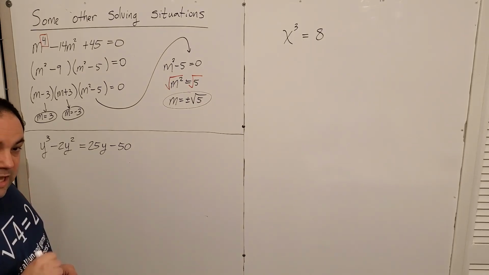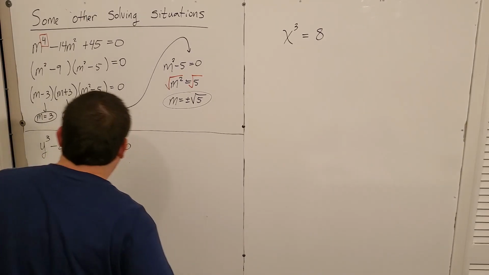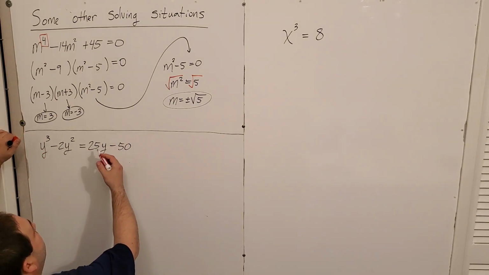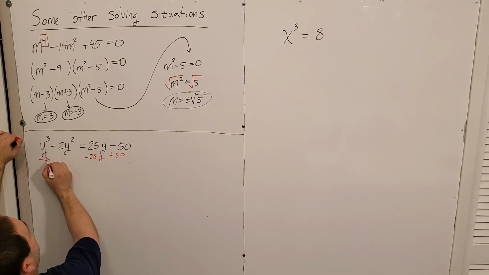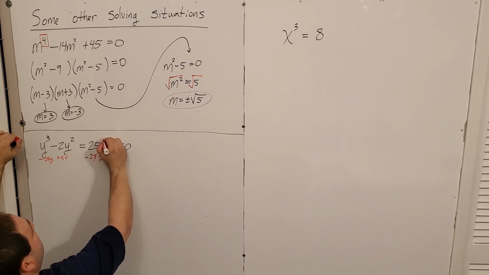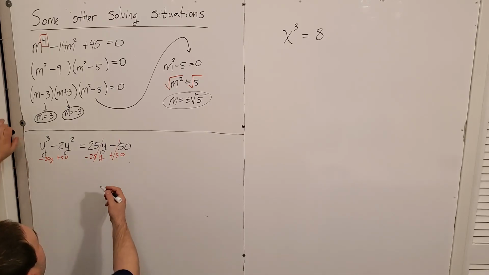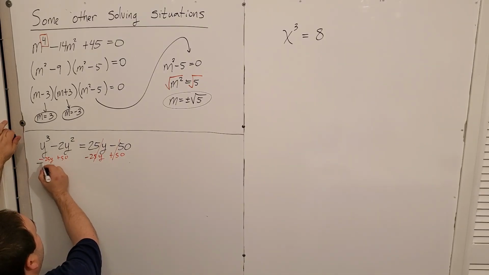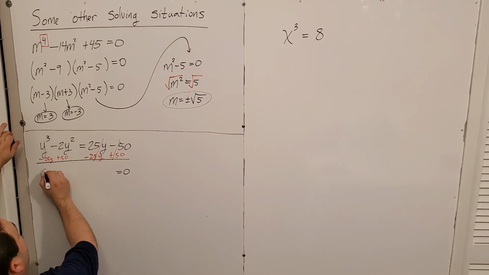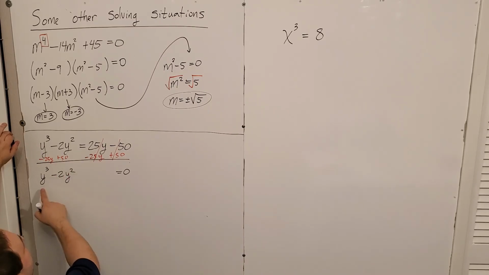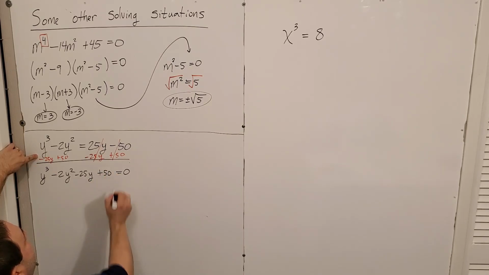But remember, step 1 in solving by factoring is getting something equal to 0. So what am I going to do? I'm going to subtract 25y and I'm going to add 50 to both sides to get rid of those. So what does this land me with? I've got the equals 0. I've got my y cubed still. I've got my 2y squared still. But now I've got minus 25y and plus 50.